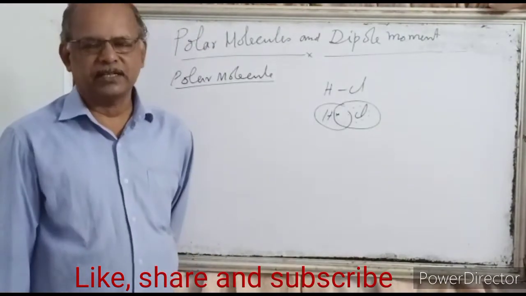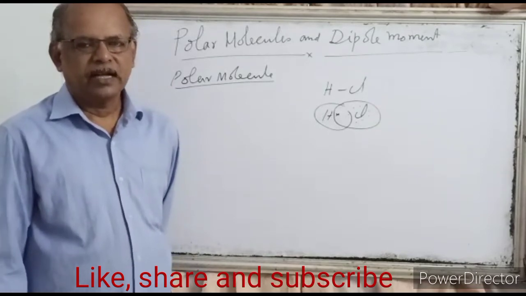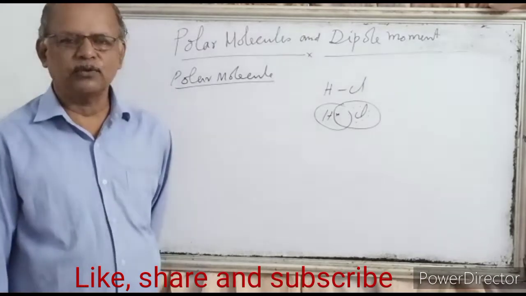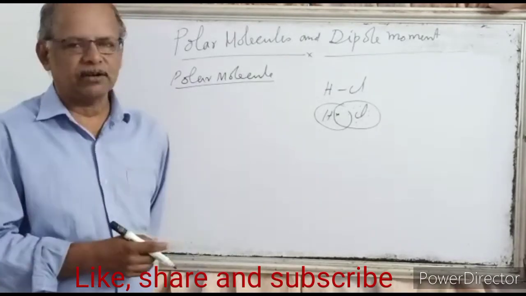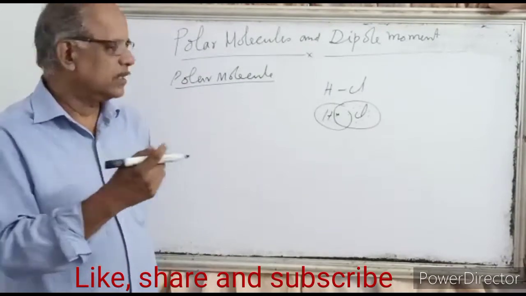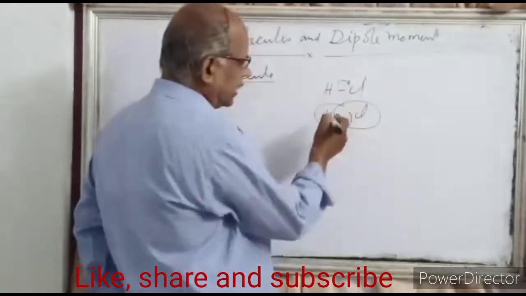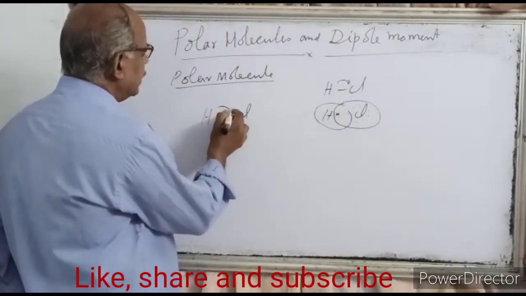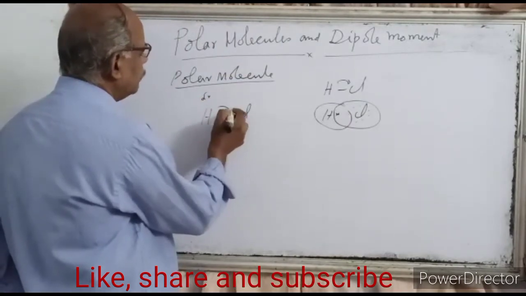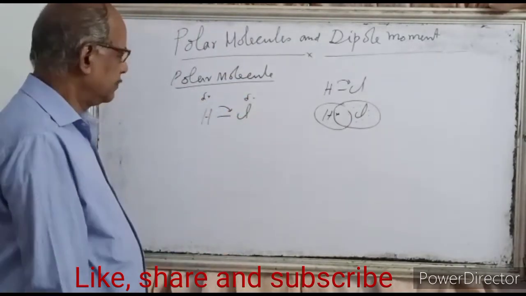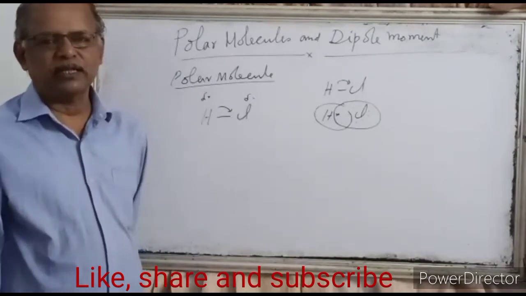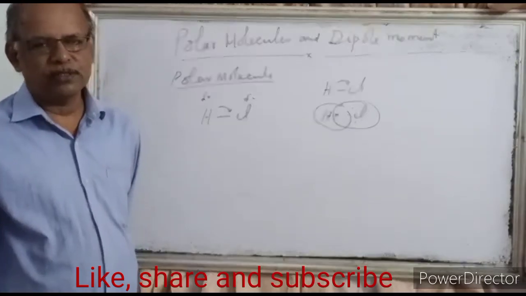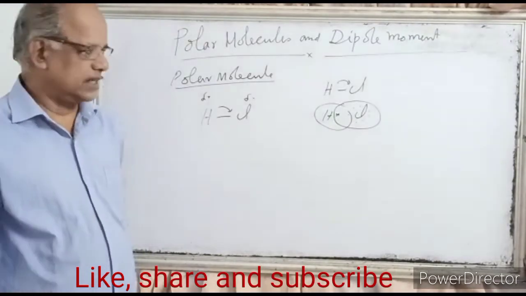And second is electronegativity. Electronegativity is the tendency of an atom to attract the bonded pair of electrons towards its side. Here chlorine is more electronegative, so chlorine will attract this bonded pair of electrons towards the chlorine atom. As a result, hydrogen will attain a delta positive charge and chlorine will attain a delta negative charge. So that shows polarity, that is a polar molecule. So polar molecules are covalent molecules which show partial ionic character.